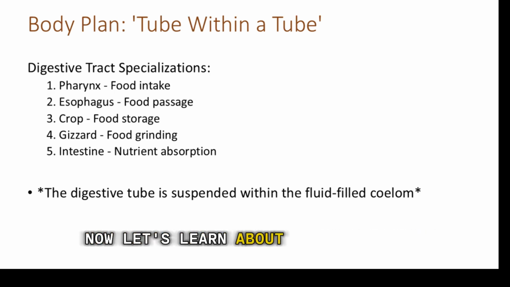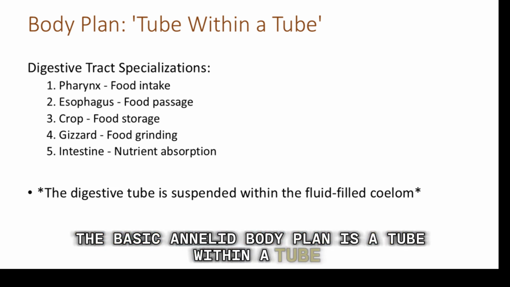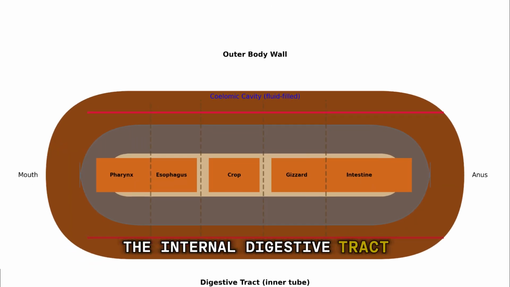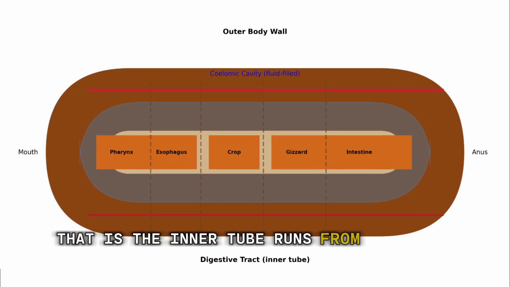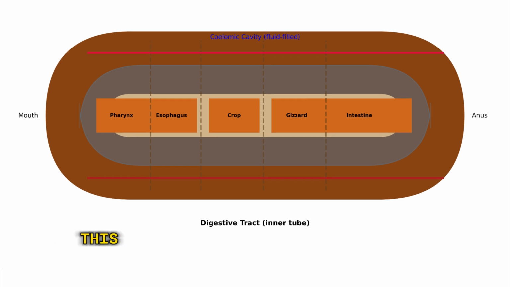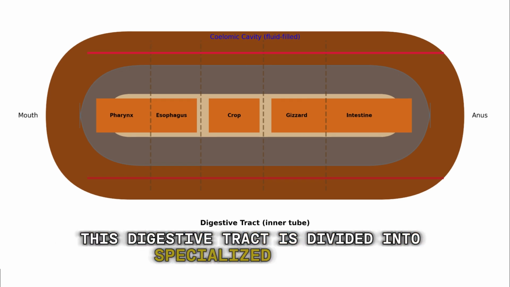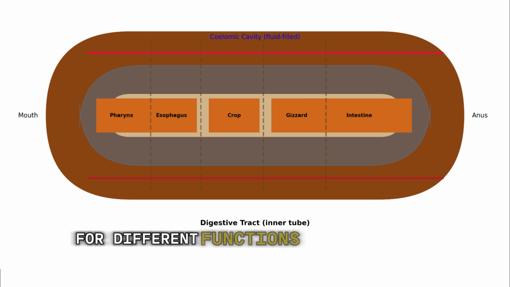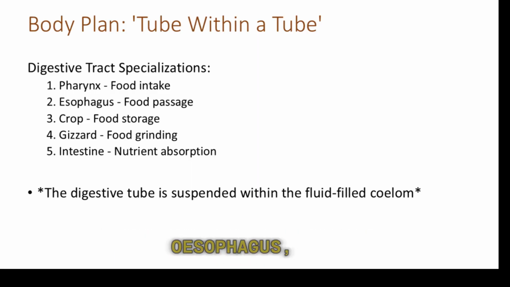Now let's learn about body plan and digestion. The basic annelid body plan is a tube within a tube. The internal digestive tract, that is the inner tube, runs from mouth to anus and is suspended within the fluid-filled coelom. This digestive tract is divided into specialized portions for different functions, including the pharynx, oesophagus, crop, gizzard, and intestine.